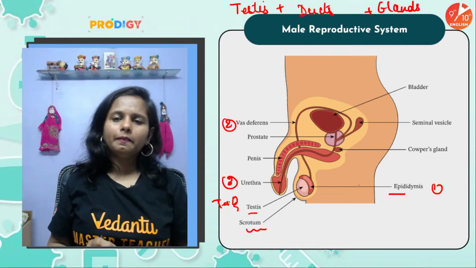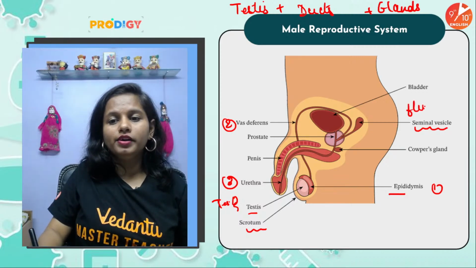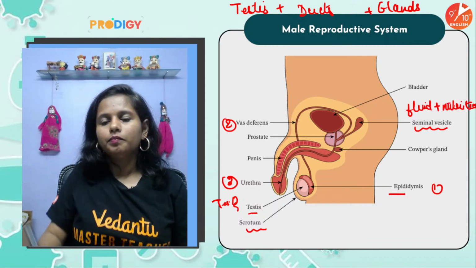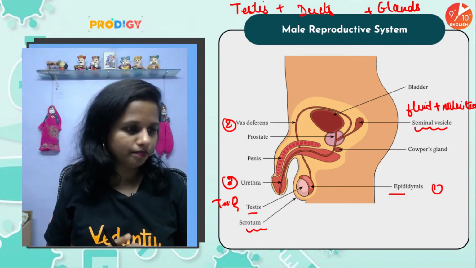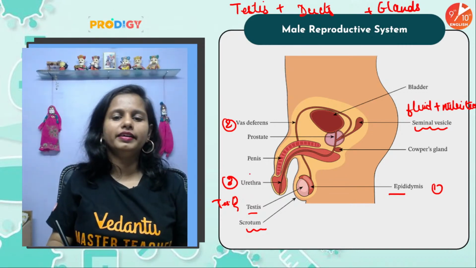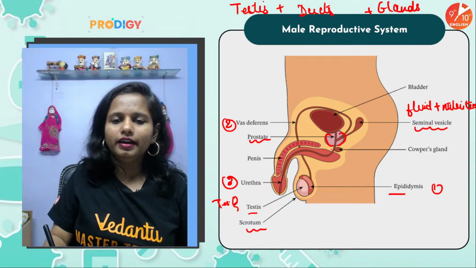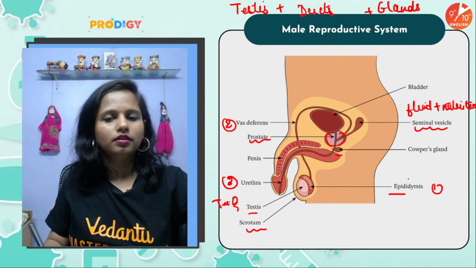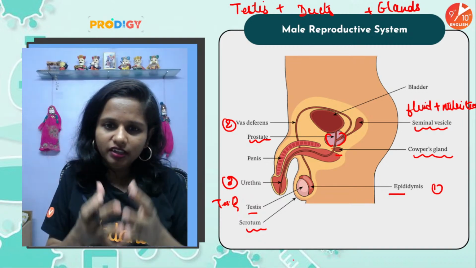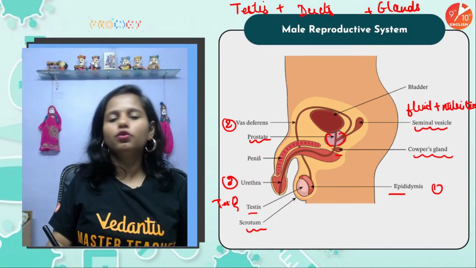Then there are 3 glands. The first one, seminal vesicle, adds fluid for the sperms to swim, plus it adds nutrition, because of which the sperms can actually swim. Seminal vesicles produce a fluid in which nutrients are also added. Then there is the prostate gland, and another paired gland, the Cowper's gland. The mixture of the secretions of these 3 glands plus sperms is what we call semen.